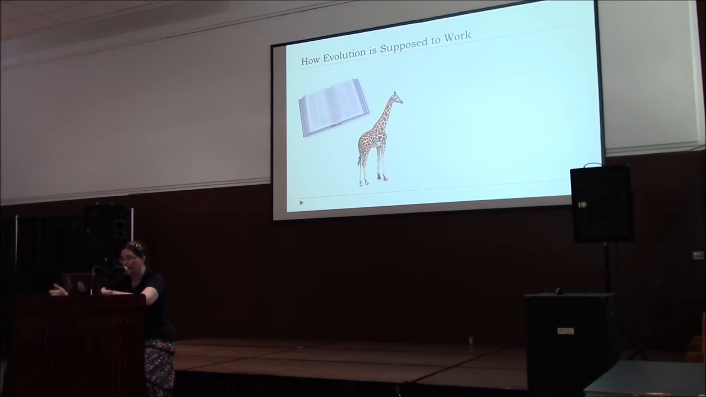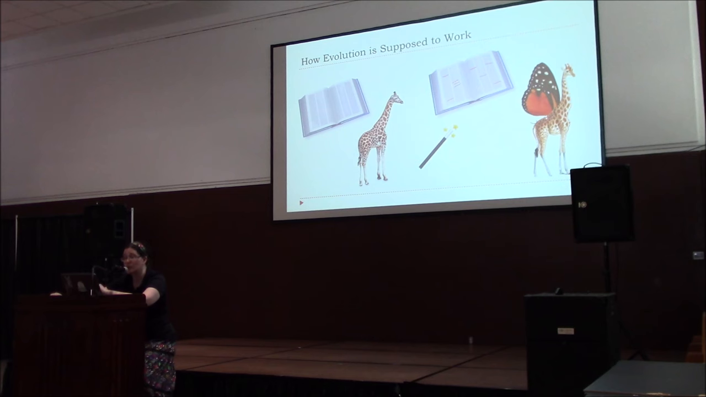So what happens over time is that you get changes in the manual. You get some nucleotides that are changed into different nucleotides, so you get a different sequence. You get a different sentence or a different paragraph. And you can think of a paragraph as a gene, right? Or some sort of regulatory region. And you accumulate more and more mutations over time. Natural selection does its magic, and you get a better giraffe. So that's how this is supposed to work.